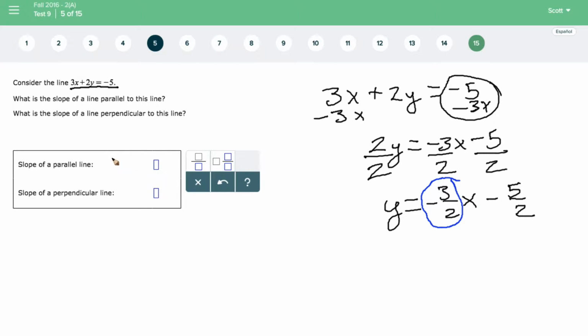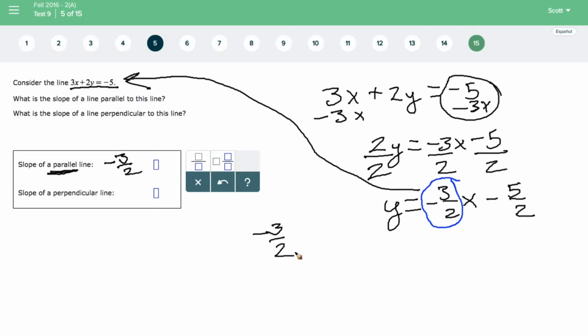So that's what we're going to put right here, because that's the slope for this line. And a parallel slope is going to be exactly the same, so negative 3 over 2. And we got to make sure, once again, we're looking at parallel. And now we have negative 3 over 2. We're going to flip it upside down, and that becomes 2 over 3. This one's a negative, so that stays a positive, so 2 over 3.